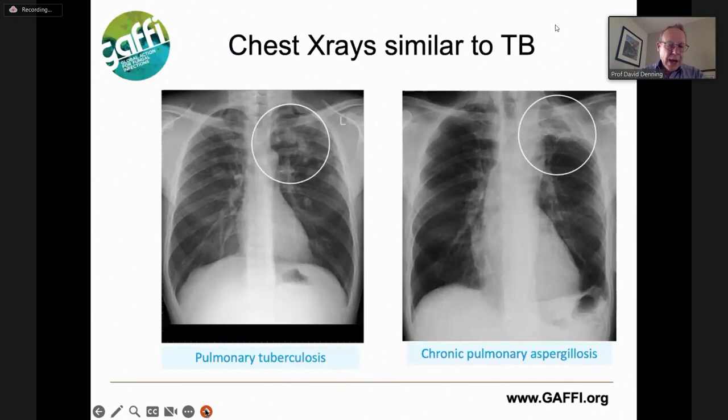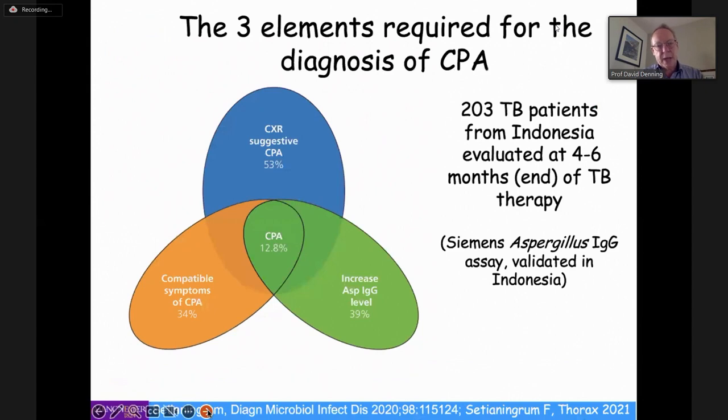So the challenge across the world is that the chest x-rays look pretty similar between patients with TB and patients with chronic pulmonary aspergillosis. And of course, CPA follows TB in some cases, and so it mimics and follows. So it is a confusing situation. And this is one of the reasons why the diagnosis is tricky.